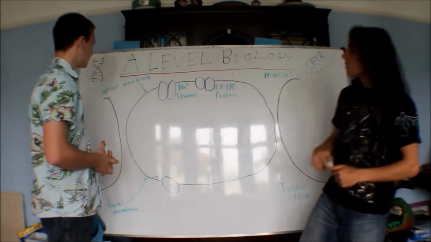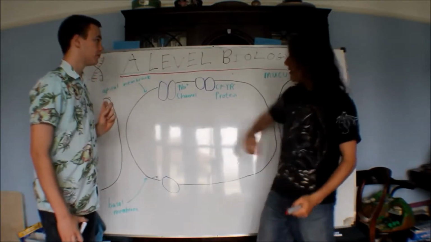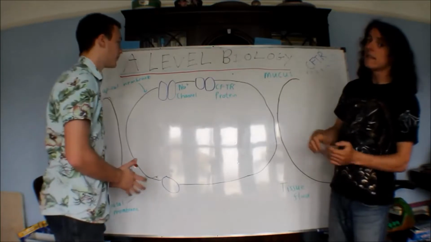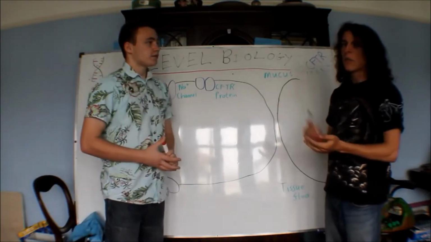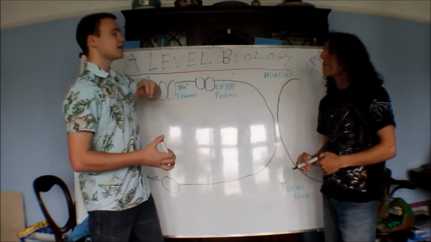At the top we have the area of the mucus, your lungs. You might have to label this. This is the apical membrane, that's the basal membrane, and here's your tissue fluid. So, excess water: you want the water to go that way.